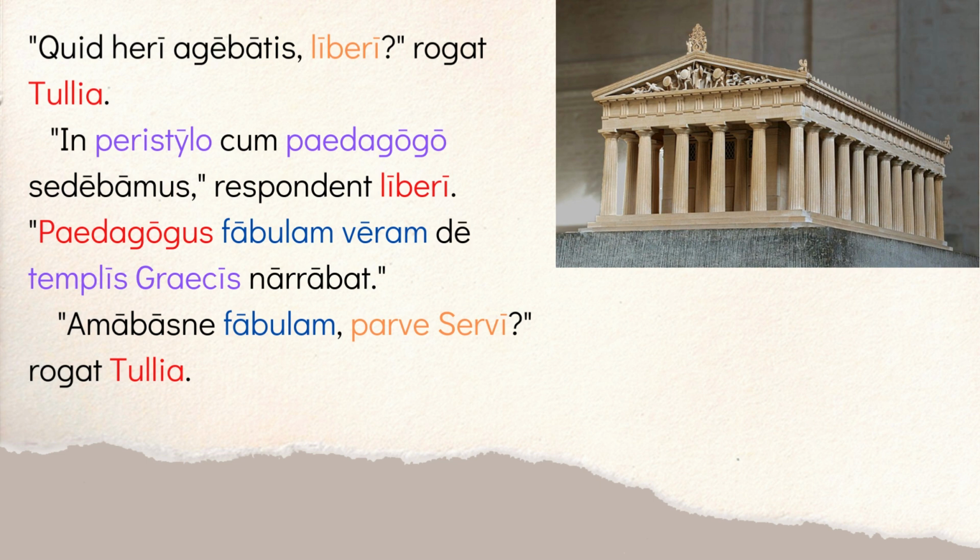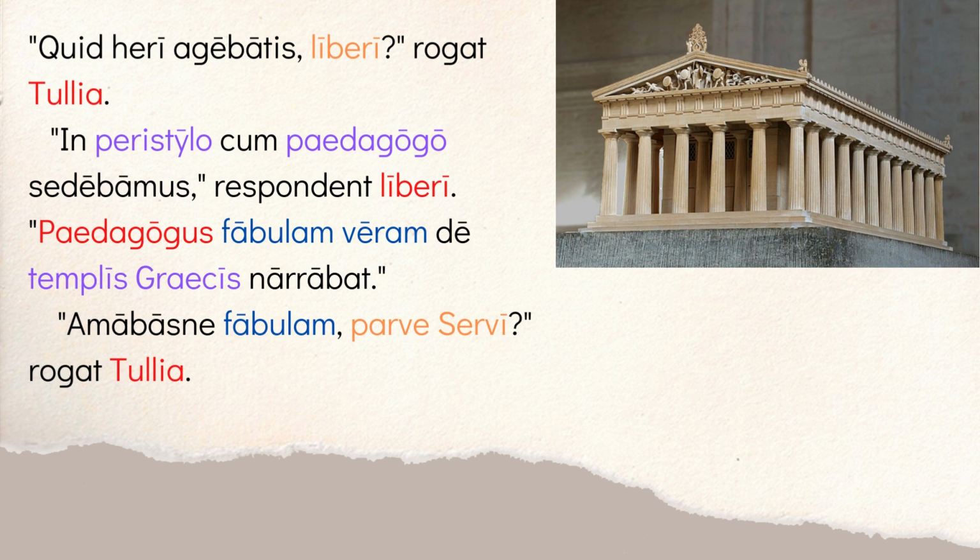Then it continues. You have: Pedagogus fabulam veram de templis graecis narrabat. So our tutor, or the tutor, you could say, pedagogus, there's your subject, was telling, narrabat, imperfect tense, right? You can tell by the BA and its active voice. So he was telling, what was he telling? A fabulam veram, a true story about templis graecis, right? About Greek temples. And this is referencing the first story in chapter 19, where the tutor does teach the boys all about Greek temples, right? So they say he was telling us a story about Greek temples.